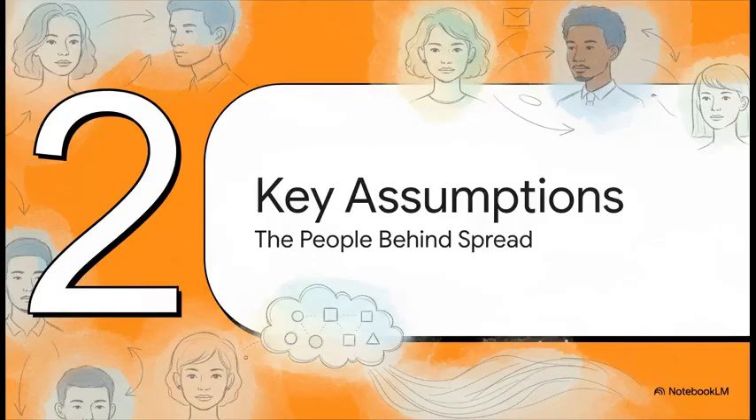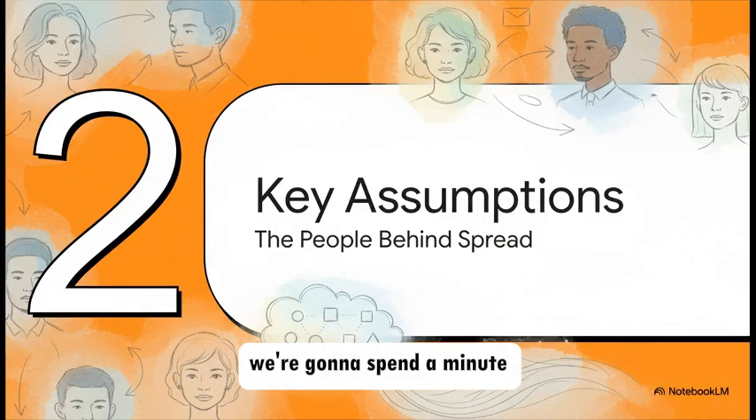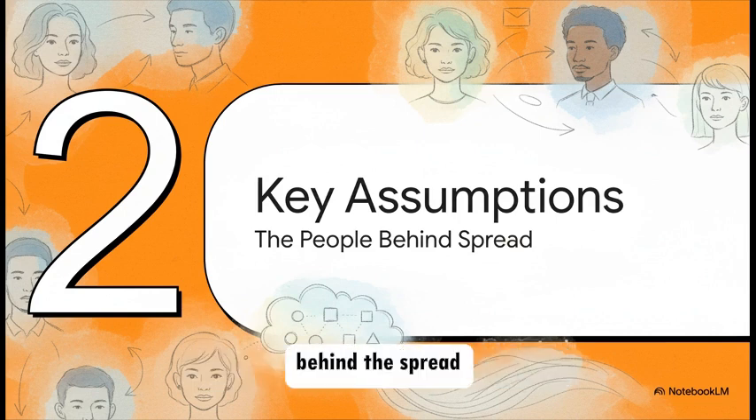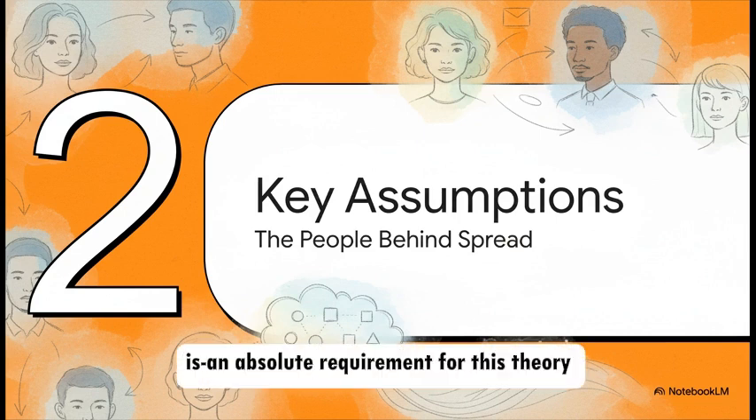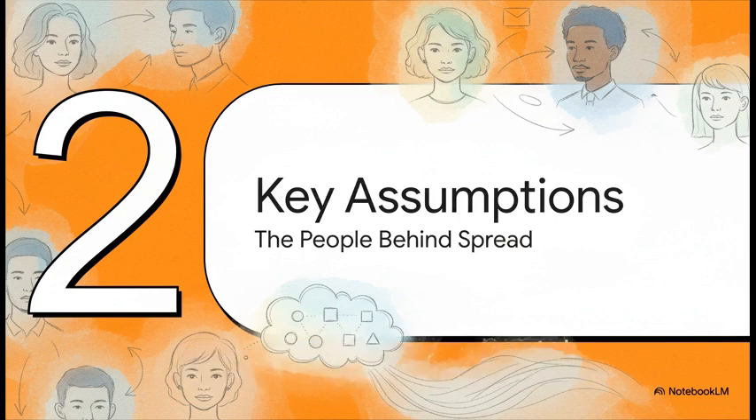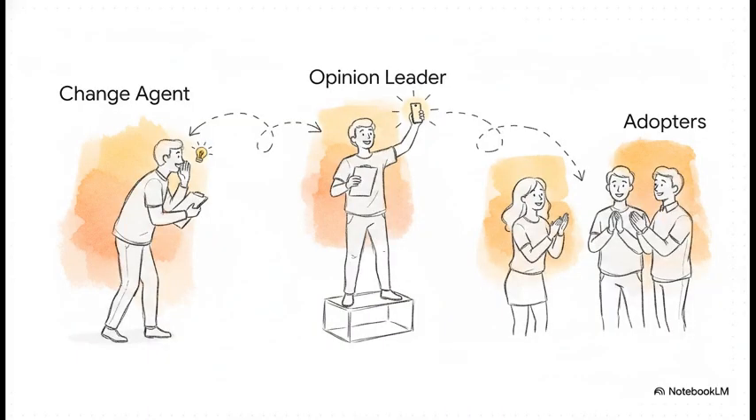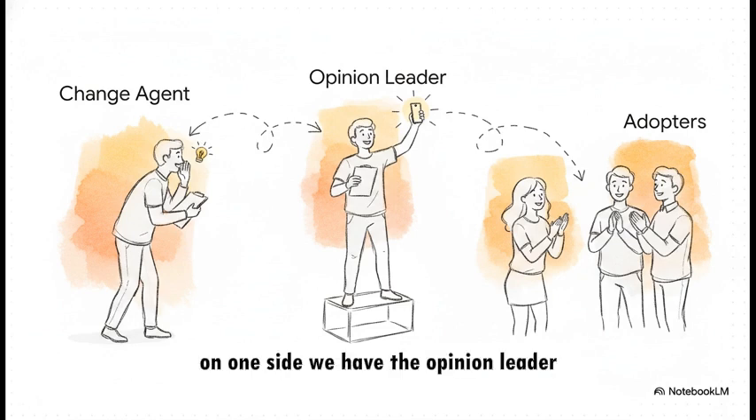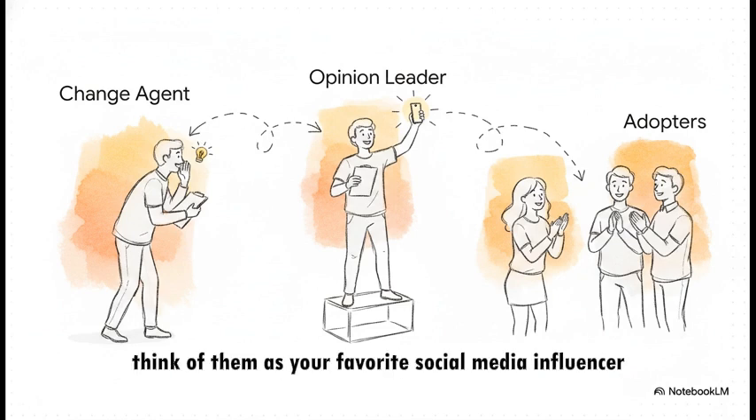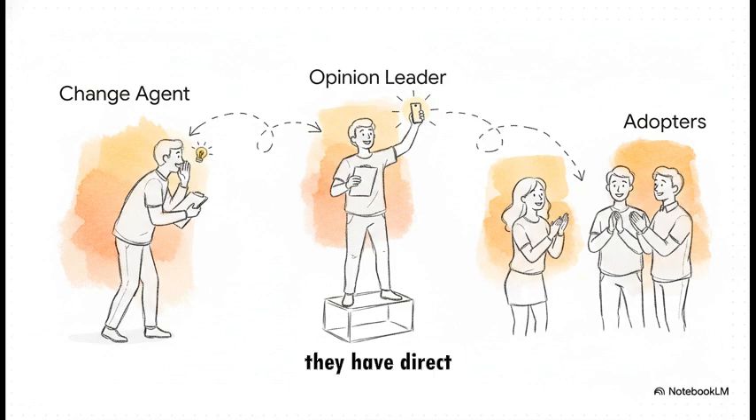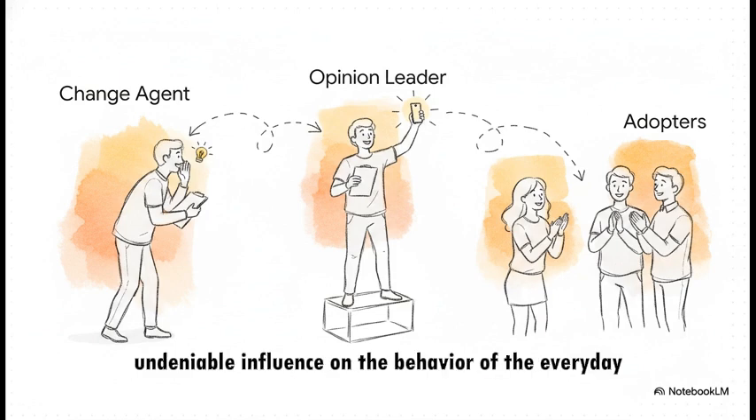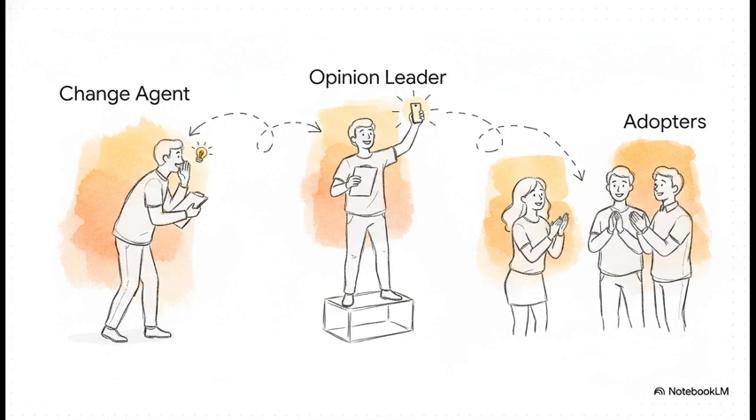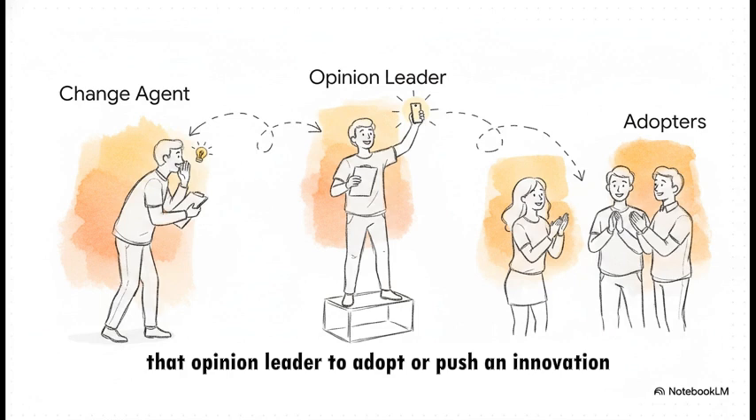Let's move on to section 2, key theory assumptions. We're going to spend a minute here because understanding the people behind the spread is an absolute requirement for this theory, and it's a huge focus for your syllabus. So, the absolutely crucial point here is distinguishing between 2 very specific roles in our social networks. On one side, we have the opinion leader. Think of them as your favorite social media influencer. They have direct, undeniable influence on the behavior of the everyday adopters. On the flip side, we have the change agent. A change agent is the person, like a marketer or salesperson, who is actively trying to encourage that opinion leader to adopt or push an innovation.